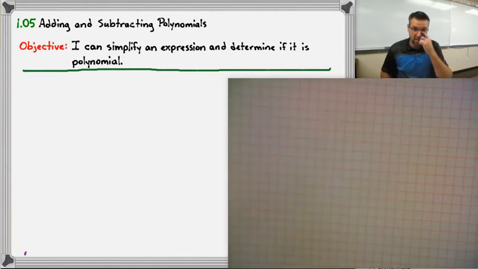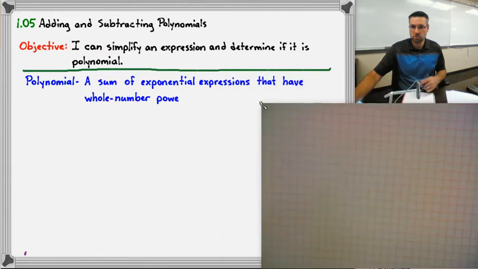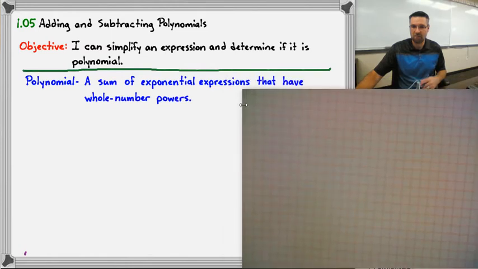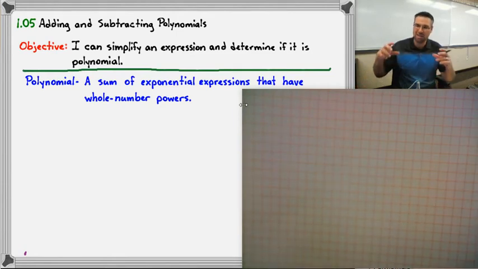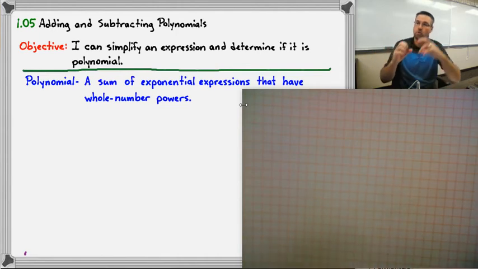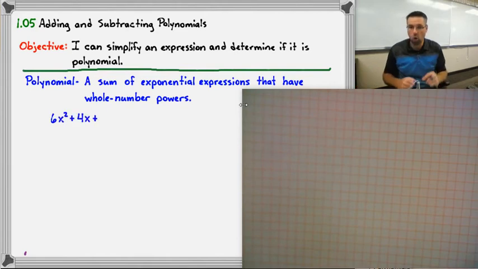Anyways, our objective today is: I can simplify an expression and determine if it's a polynomial, which implies you have to know what a polynomial is. So a polynomial is a sum of exponential expressions that have whole number powers. Now you go, okay, I don't know what that means. Well, that's why I'm here. I'm going to explain it to you, okay? Exponential expressions imply that we have something raised to something else, where the exponent is a whole number.